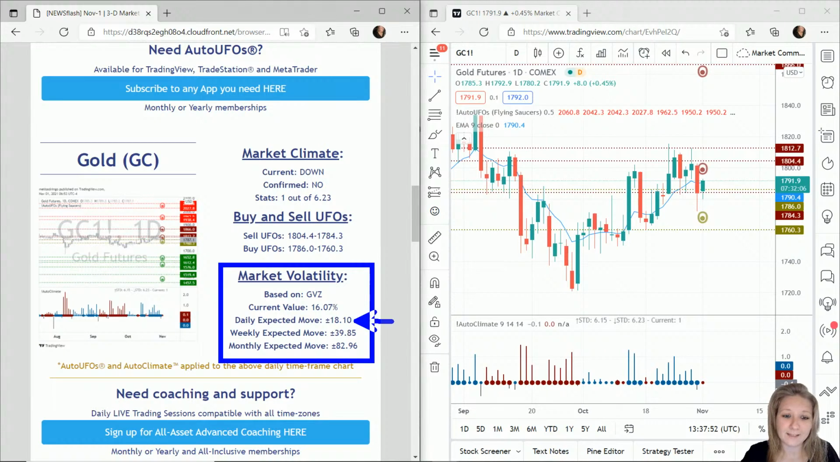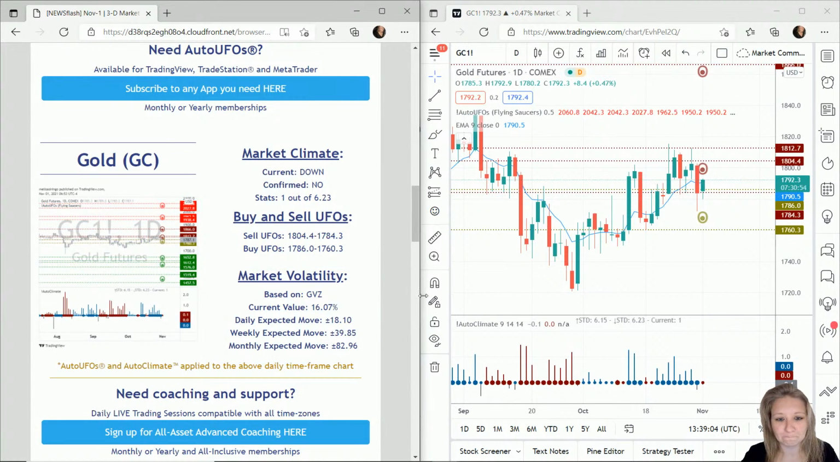So in a day, that's 18.1 points up or down. In a week, 39.85 points. And in a month, 82.96 points up or down.